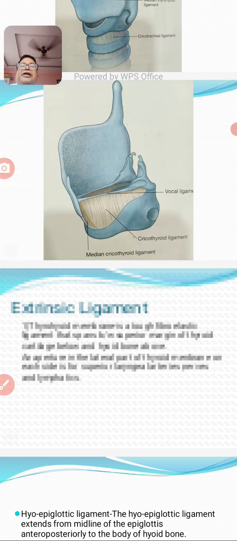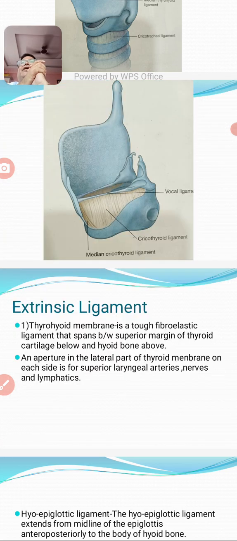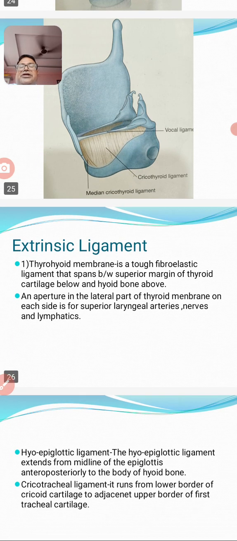Next are the ligaments, that is, the extrinsic ligaments and the intrinsic ligaments of the larynx. What are the extrinsic ligaments? The first is the thyrohyoid membrane. It is a tough fibroelastic ligament that spans between the superior margin of the thyroid cartilage below and the hyoid bone above. An aperture in the lateral part on each side is for the nerve, artery, and lymphatics. That is the thyrohyoid membrane.